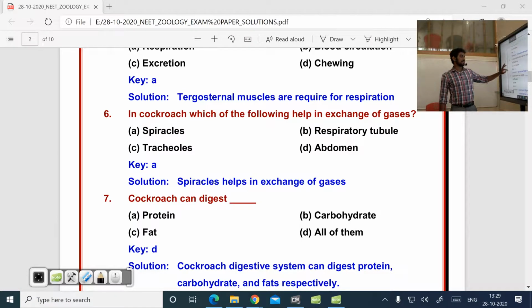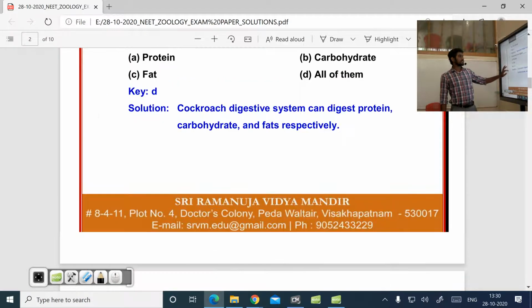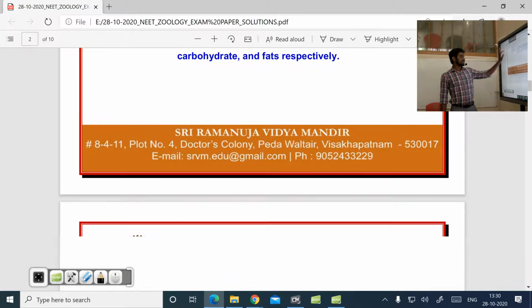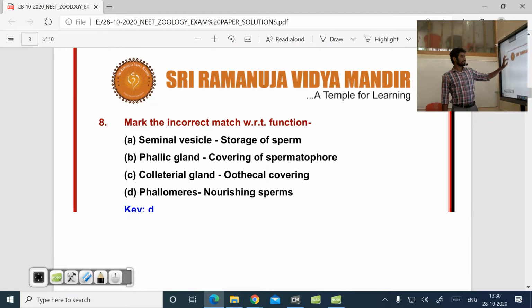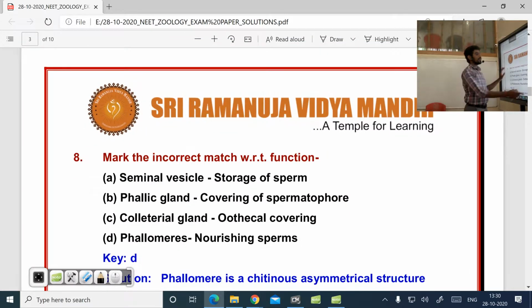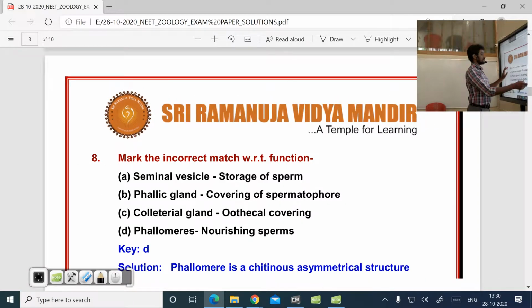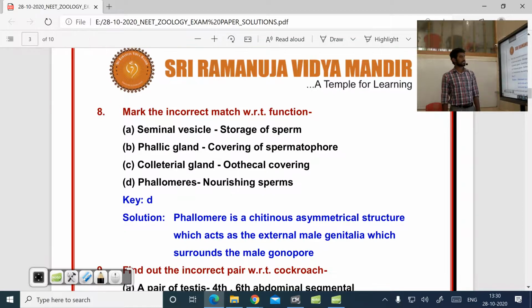Next one, cockroach can digest protein, carbohydrate, fat. This is also something we discussed in the class. So the correct option would be all of the above. So the seventh one is D. Next is the eighth question. Mark the incorrect statement with respect to the function. We are talking about the incorrect statement; we are not concentrating on the correct statements. So incorrect only we discuss now.